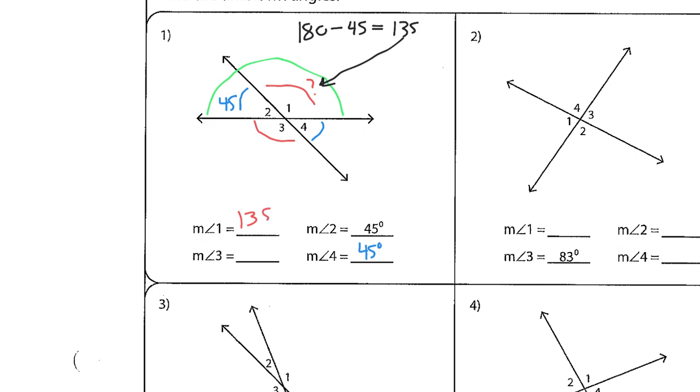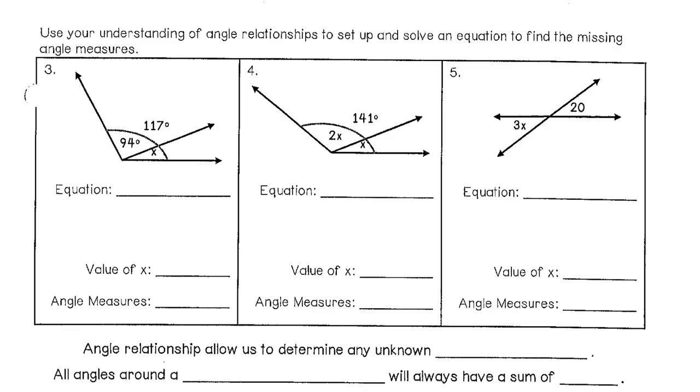And because of vertical angles, the opposite side is going to be the exact same. So 135 for this side as well. And that is how you solve a question like this. Now we know every single angle measure in this figure. And I'm going to let you guys do the rest of this on your own. I think this page will be done pretty quickly for you.